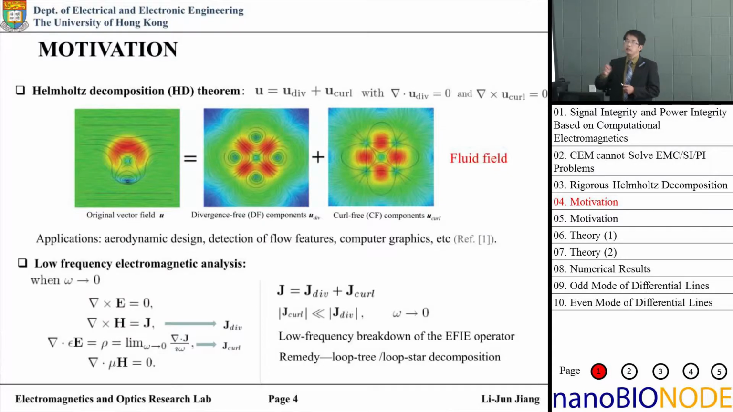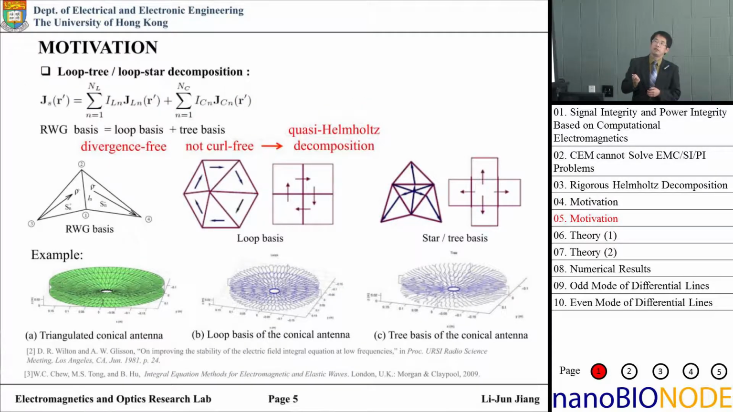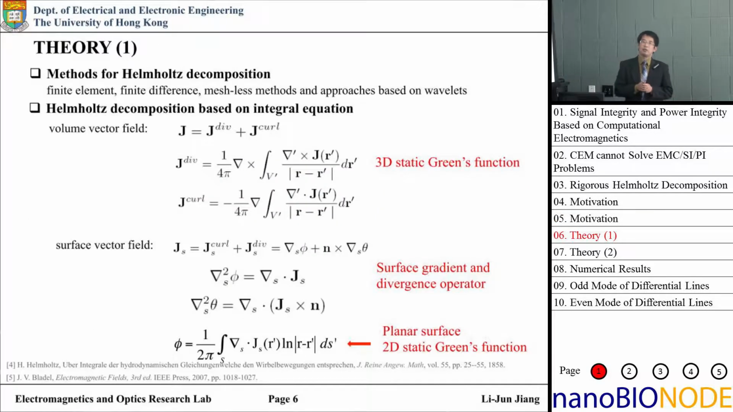In the solving, we use loop-tree to solve it, but that is a quasi-Helmholtz decomposition, because the loop is divergence-free, but the tree is not divergence-free, and the tree is not unique. So the Helmholtz decomposition we are using in CEM is not a true Helmholtz decomposition. It's a quasi version. So we are thinking whether we can use a rigorous Helmholtz decomposition to really analyze the current or the field we got from the field solver.